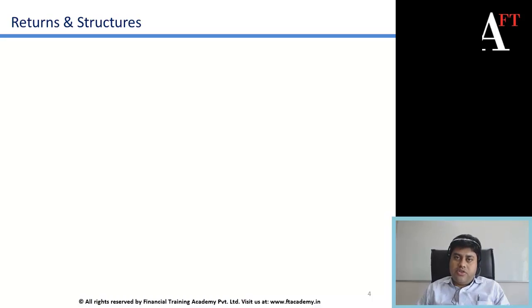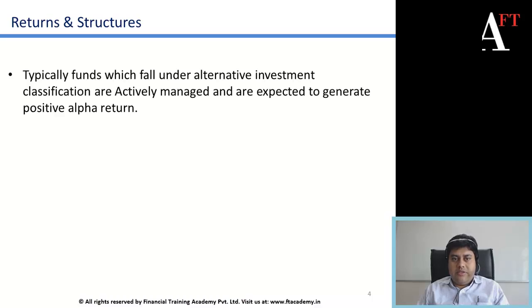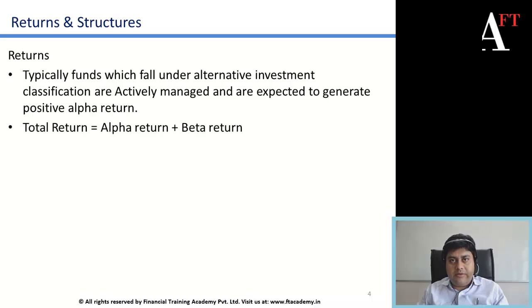Now let's look at some of the returns and structures that are applicable to alternative investments. The returns for alternative investments are typically classified based on the type of management of the fund. Most of the alternative investments are actively managed, and hence they typically strive to generate the alpha return, that is the positive alpha return, which is over and above the normal return expected from the market investment. Then only is it worth the risk that an investor takes of investing in an alternative investment. So the total return here is the total of alpha return and beta return. Typically, beta return is the normal market return that an investor would expect considering the riskiness of that investment. Alpha return is the return that is generated from the active management of the portfolio by the fund manager.